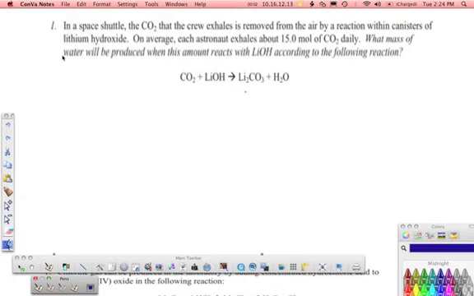We left off, this is actually question number 3 on the test that I gave last year. And here's your balanced equation. The question asks, what mass of water will be produced when 15.0 moles of CO2 reacts with LiOH. And they don't give us an amount of lithium hydroxide, so that means this is our excess reactant. And they want to know how much water we are going to make from this.